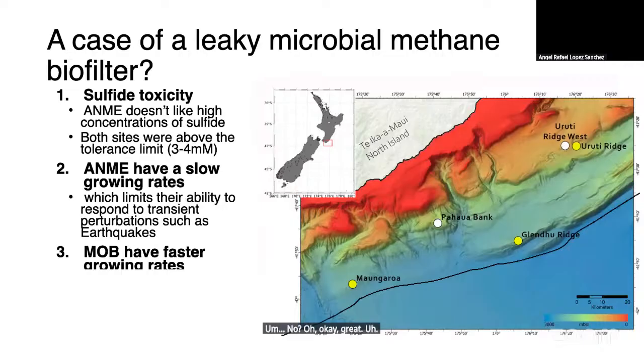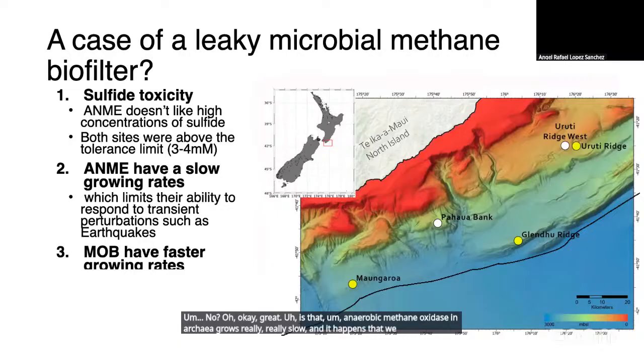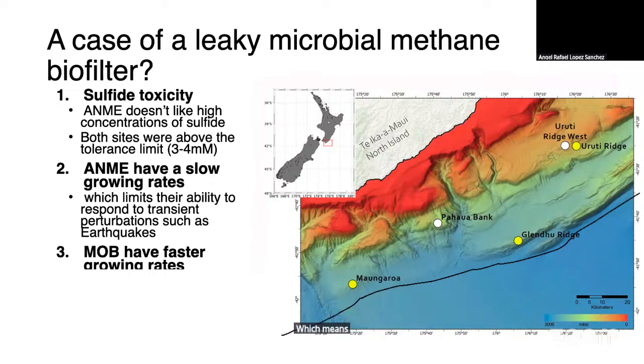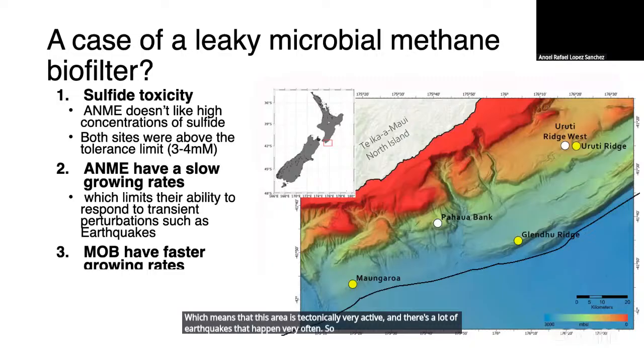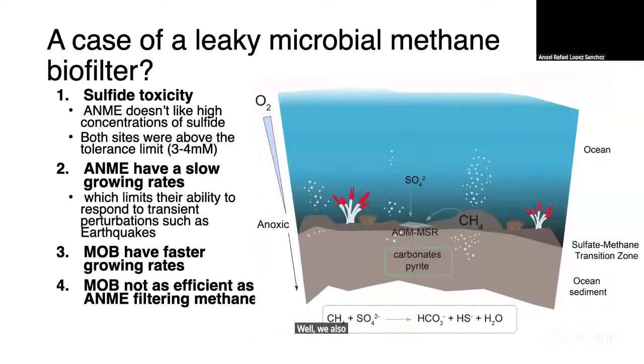is that anaerobic methane oxidizing archaea grow really, really slowly. And it happens that we are in an area, you see here on the black line, where we have the most important fault in New Zealand, which produces the biggest earthquakes in New Zealand. As you can see, these two seeps are really close to this fault, which means that this area is tectonically very active and there are a lot of earthquakes that happen very often. So what is potentially happening is that these earthquakes could be disturbing these archaea and not allowing them to grow well.